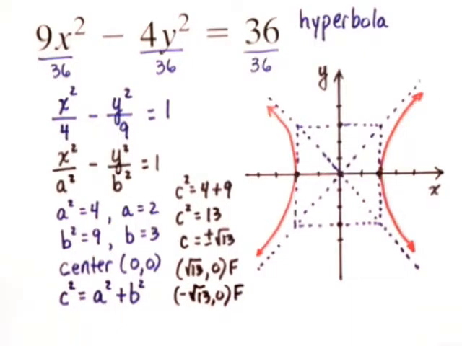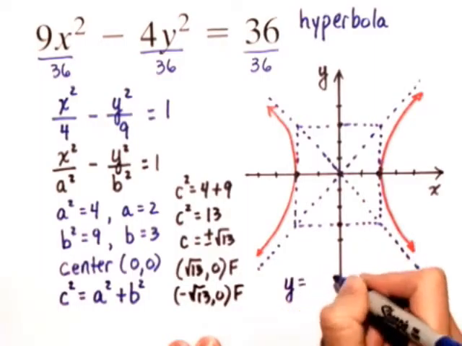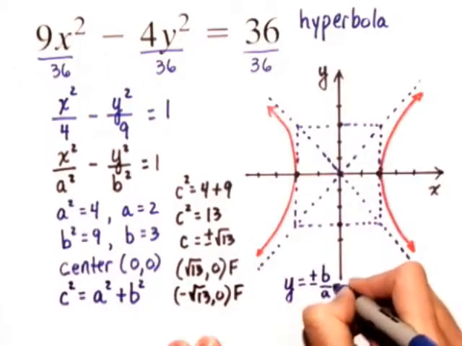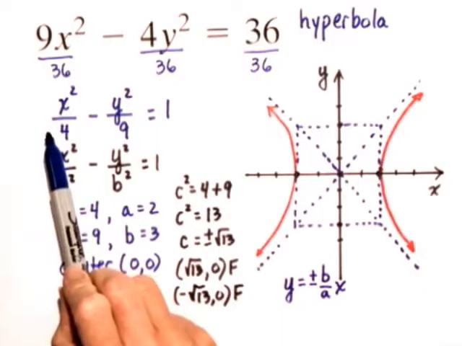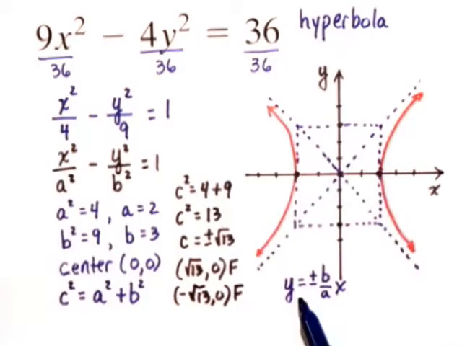We want the equations for the asymptotes. So we have asymptotes that are of the form y equals plus or minus b over a times x. We always use these equations for asymptotes, y equals plus or minus b over a x, when our x squared term has a positive coefficient. In other words, when the branches of the hyperbola cross through the x-axis, this is the equation that we use.